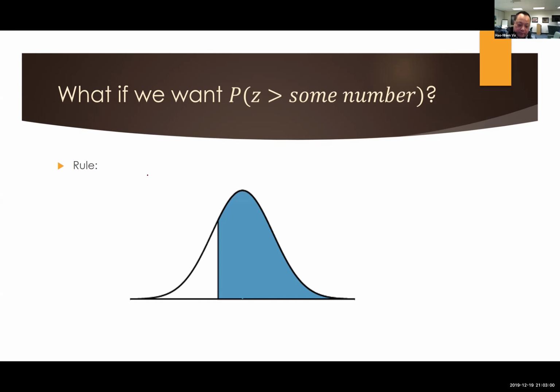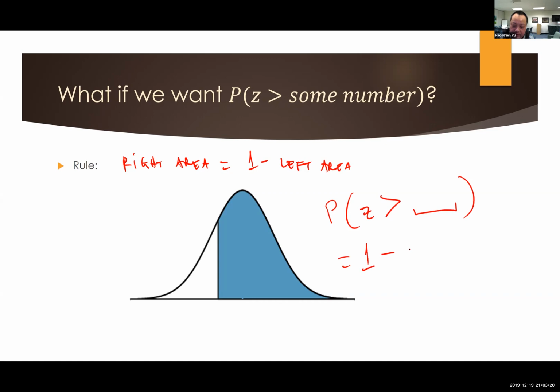So the rule is right area equals 1 minus the left area. So the probability that z is greater than something is equal to 1 minus the value in the table. Okay. This probability greater than is this blue here, and the table is the white area. So we need to take 1 minus the value in the table.